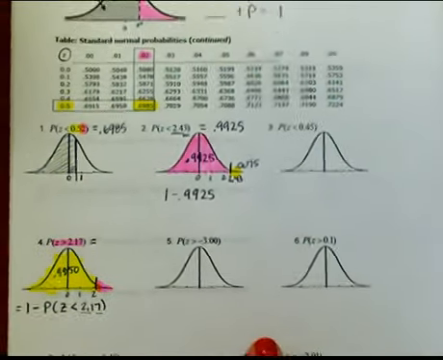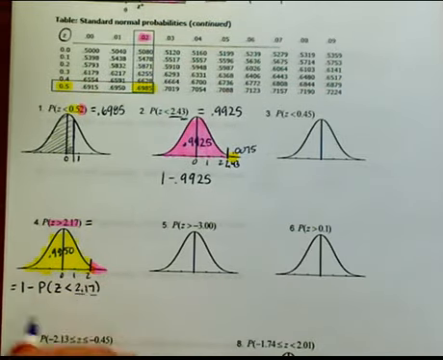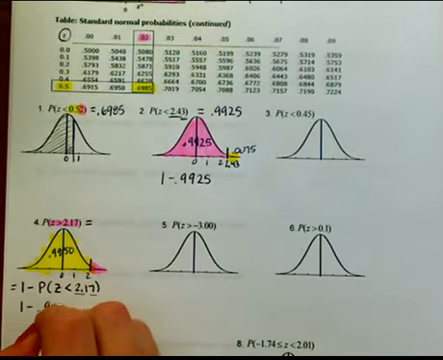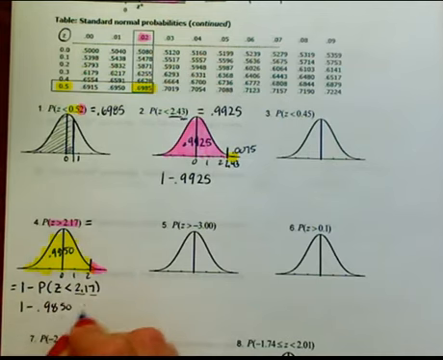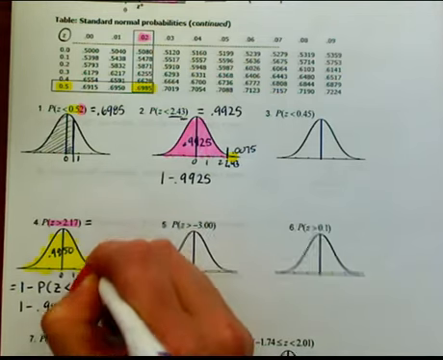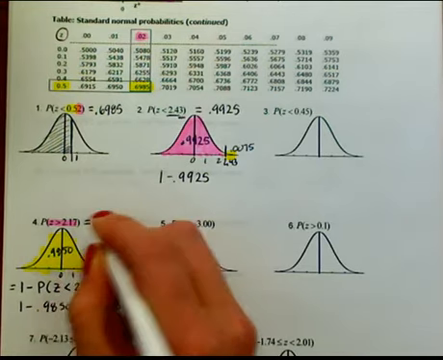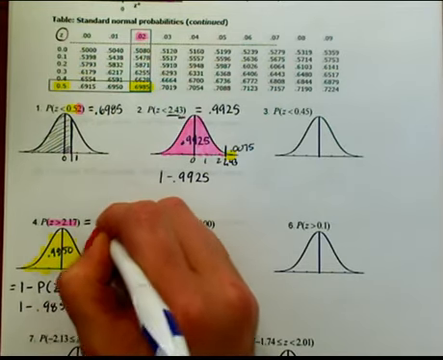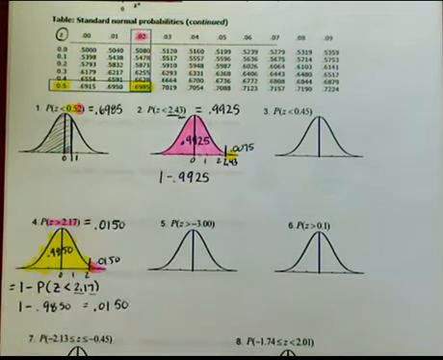All right, so obviously the yellow number is not what I'm looking for, but I can subtract and I can come up with the other side. 0.0150. Probability of the pink, 0.0150.